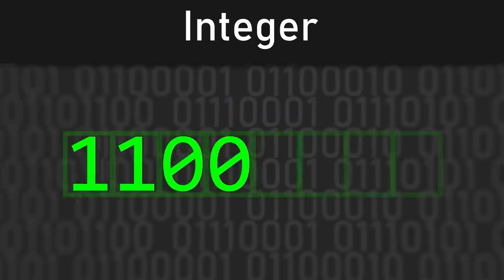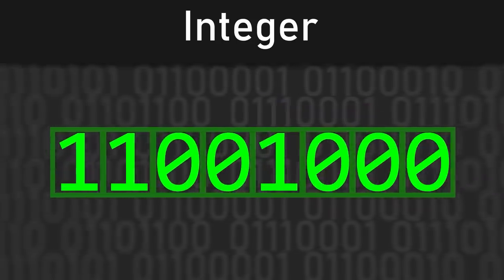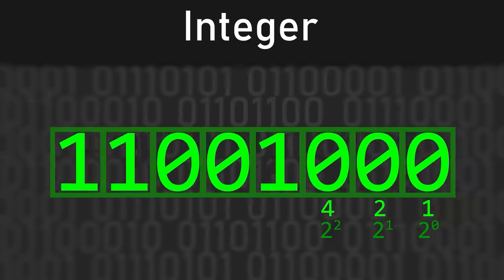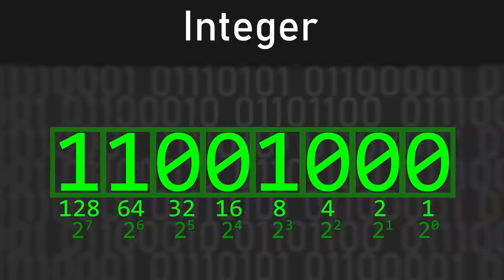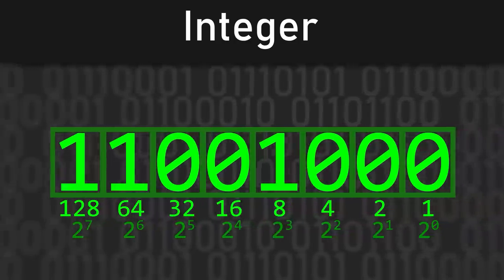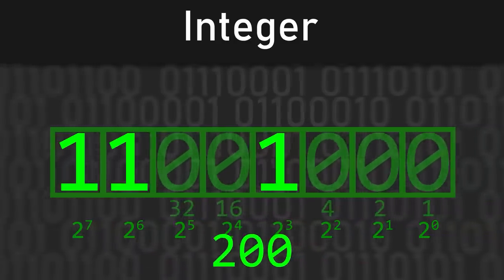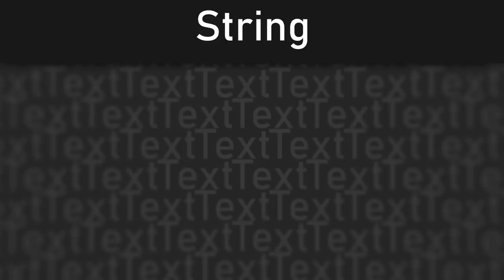Let's take a random binary number as an example. How it works is that the value of the first bit is 1, the value of the second bit is 2, then 4, 8, 16, 32, 64, 128, and so on. The values of all the placements of the ones are added together, and from that we can derive the value in base 10. If you want to save text, you can use the string data type.